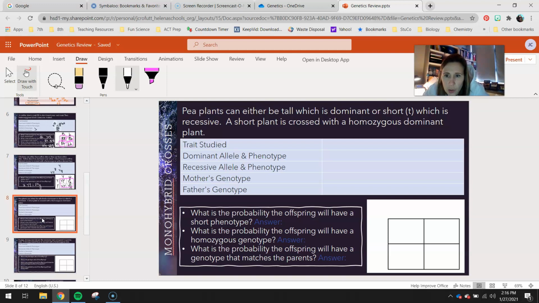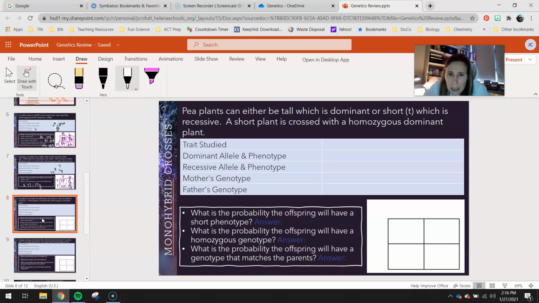Okay, next question. Pea plants can either be tall, which is dominant, or short, which is recessive. A short plant is crossed with a homozygous dominant plant. On these, you don't really know mother or father. It doesn't matter, okay? So trait studied is going to be plant height. Dominant is going to be tall, which it looks like we're using T, so we're going to use a capital T. Recessive is a lowercase t, and we're calling that short.